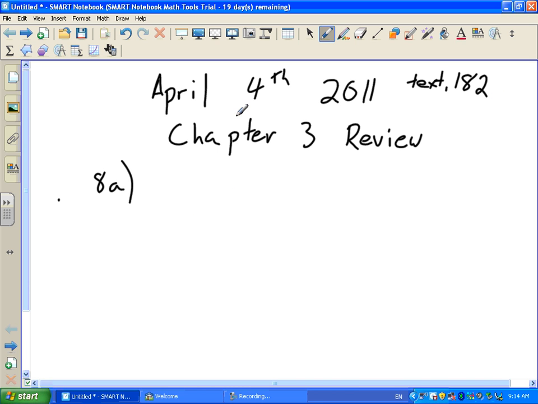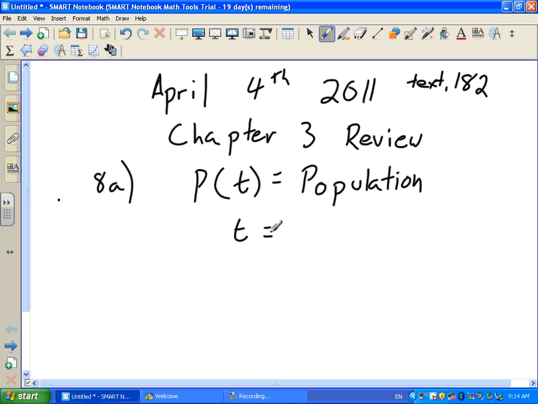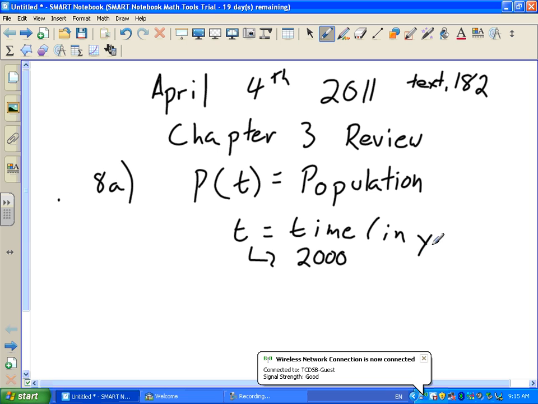First off, it tells us that population is going to be represented as P at T. So this here equals population of a city. It also tells us in the question the variable T, which is used in P at T, represents a year in time. So it represents time, but it's in years, and it represents the year 2000. So time in years. Important we know what these variables are in order to answer the question.